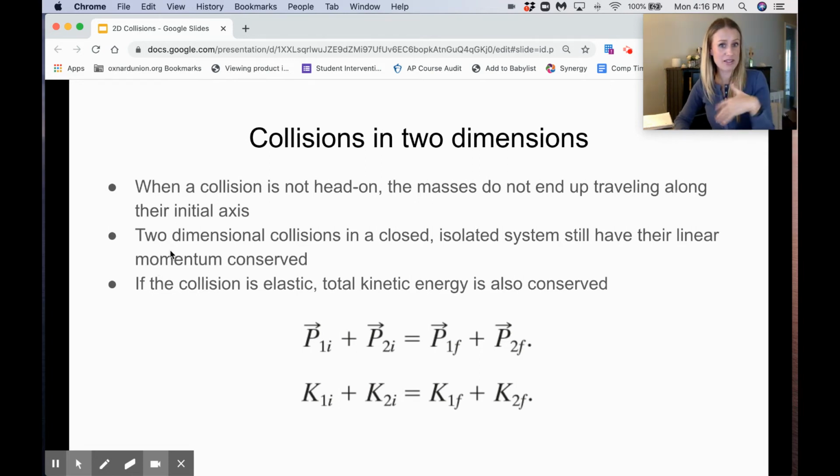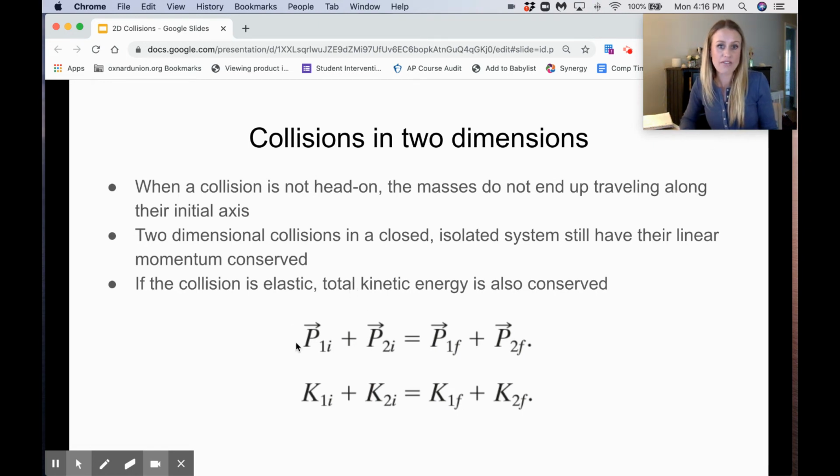So two-dimensional collisions in a closed isolated system still have their linear momentum conserved, but again, it's going to be conserved in both the X horizontal direction and the Y, well, might not be vertical, but you guys know what I mean. So it's going to be conserved in all of our different dimensions that we have. If the collision is elastic, we also know that the total kinetic energy is conserved as well.